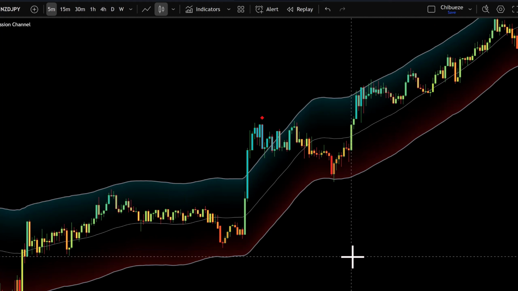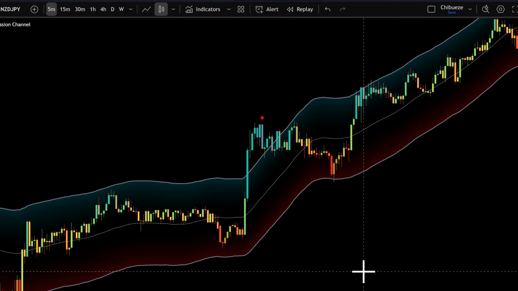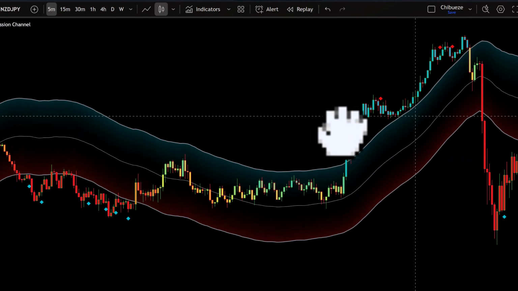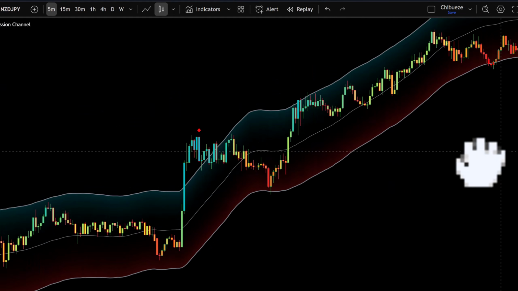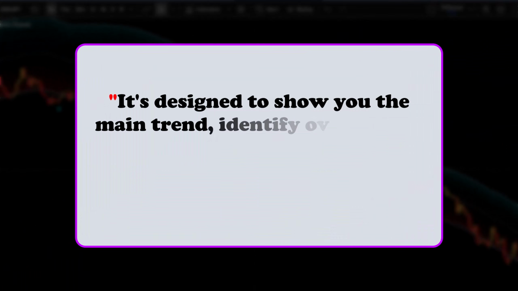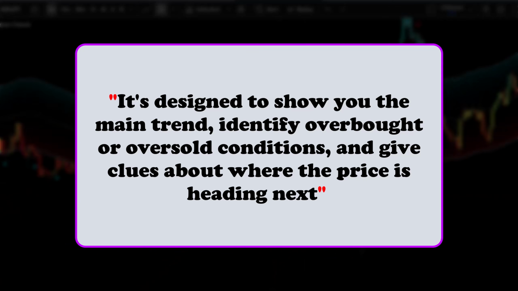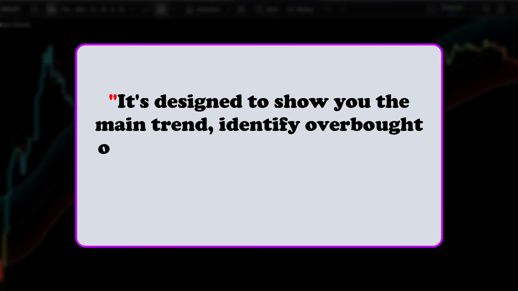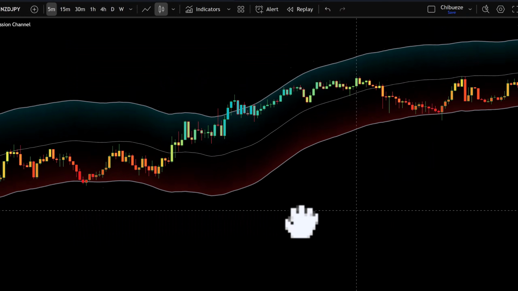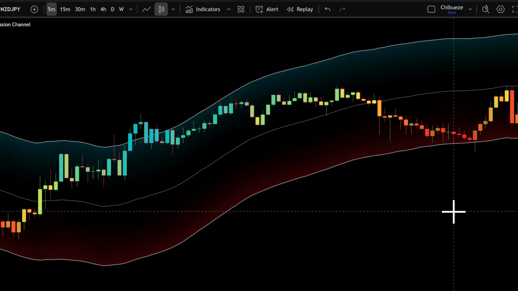So this is the Linear Regression Channel indicator by Chart Prime. This tool draws channels and bands on your chart based on linear regression calculations. It's designed to show you the main trend, identify overbought or oversold conditions, and give clues about where the price is heading next. So, looking at the chart, you'll see these channels and bands.